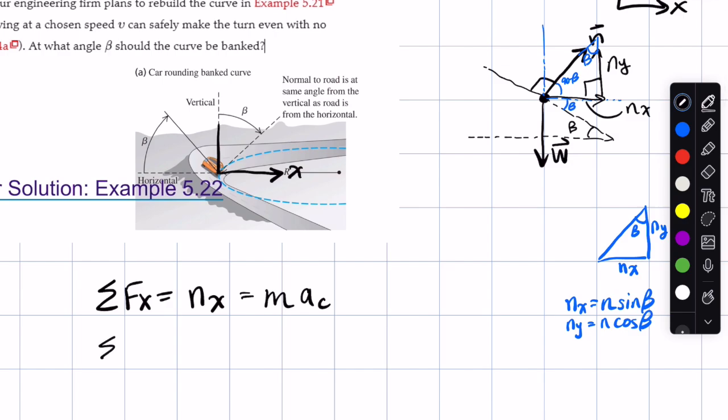When I add my forces in the y's, I'm going to have the weight vector pointing down, and then I'm going to have my normal force in the y pointing up. And that's all going to be set equal to 0. We're going to apply Newton's first law because we're not accelerating in the y direction.